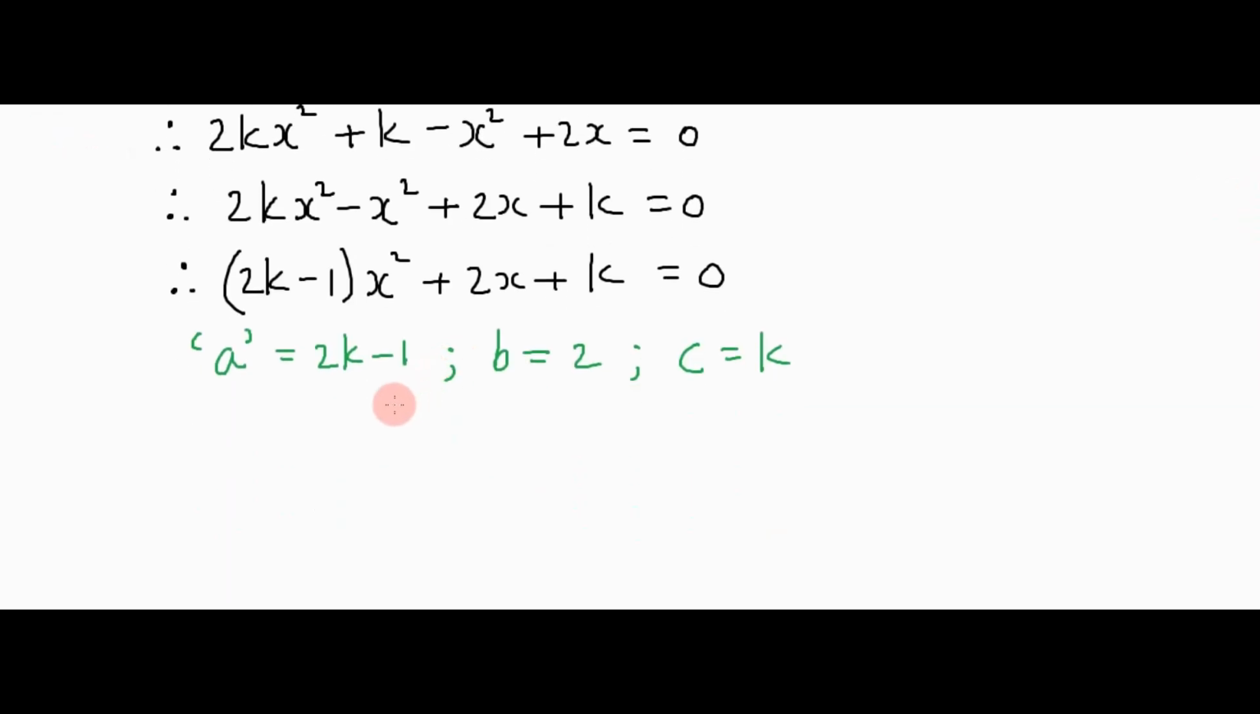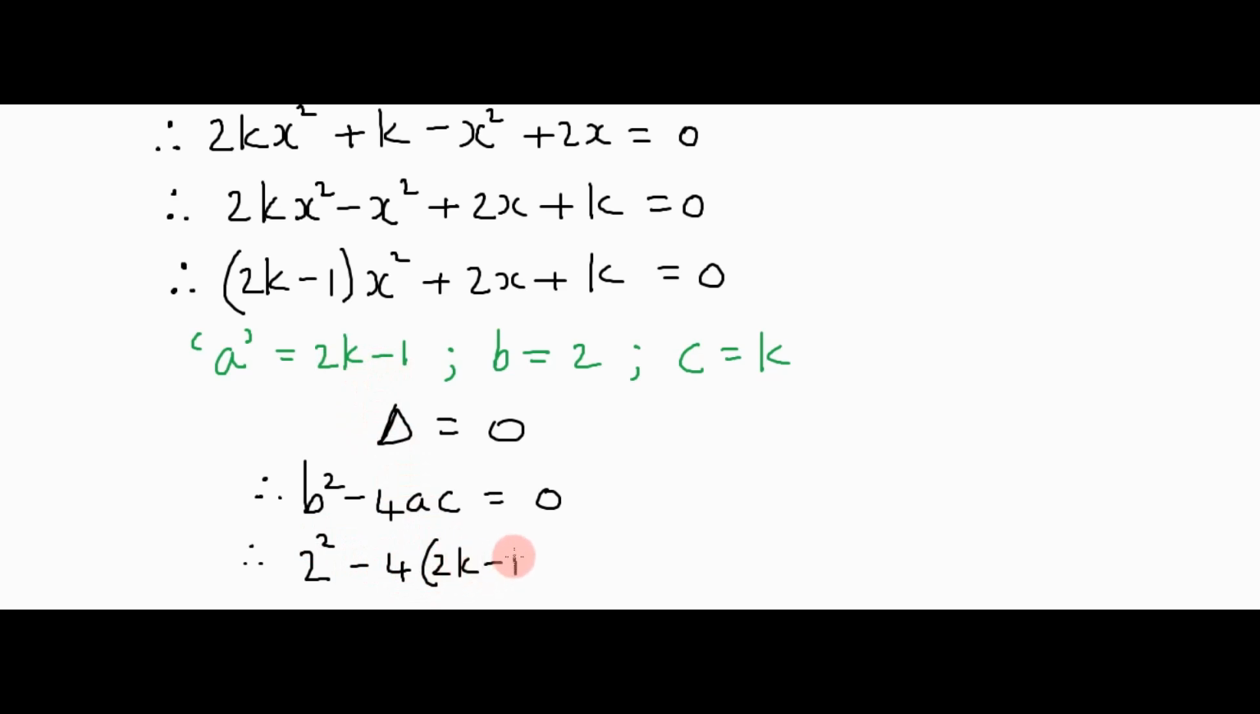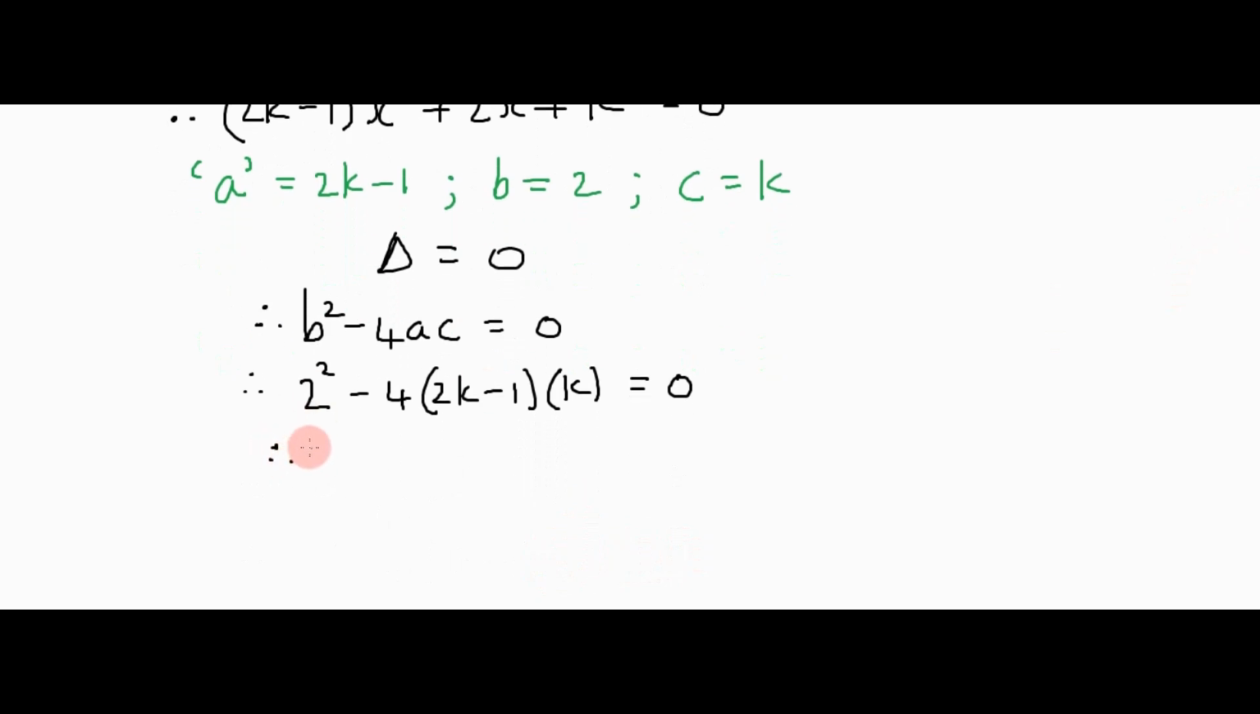Once again, we know that the roots are equal. So delta equals 0. We can plug in the values of a, b, and c. a, of course, is 2k minus 1. And c is this k. So then we have 4 minus, now 4 times k is 4k, times 2k is 8k squared. Then minus 4 times k is minus 4k, times negative 1 is plus 4k.